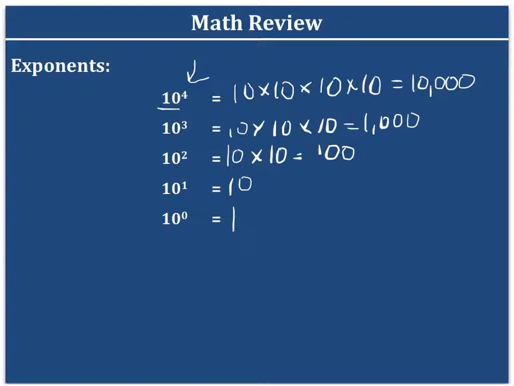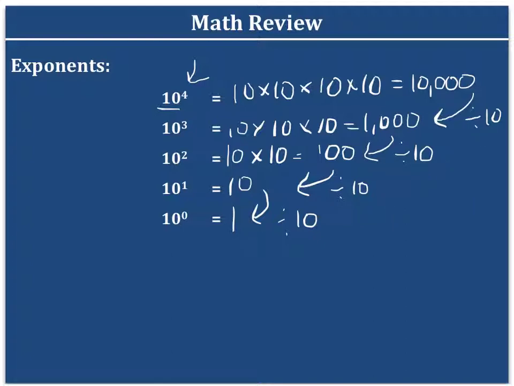So let's look at the pattern that's emerging here. When we go from 10,000 to 1,000, we're dividing by 10. 1,000 to 100, we're dividing by 10. 100 to 10, dividing by 10. 10 to 1, dividing by 10. So that's the pattern on the right. If we did not have 10 as our base, then we would not be dividing by 10. Let's just say this is 3. Then we'd be dividing by 3. So it's not always dividing by 10, it's dividing by your base.